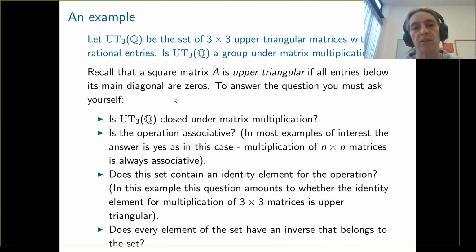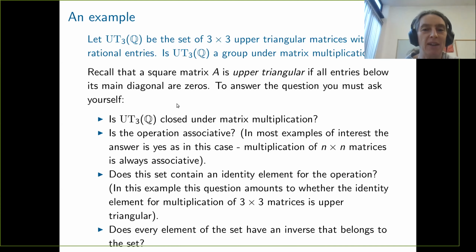So first of all, to recall, a square matrix is upper triangular if all the entries below its main diagonal are zeros. The main diagonal runs from the top left to the lower right. So we're saying that the elements in the lower left triangle, with 3 entries, must all be 0 to be an upper triangular matrix.